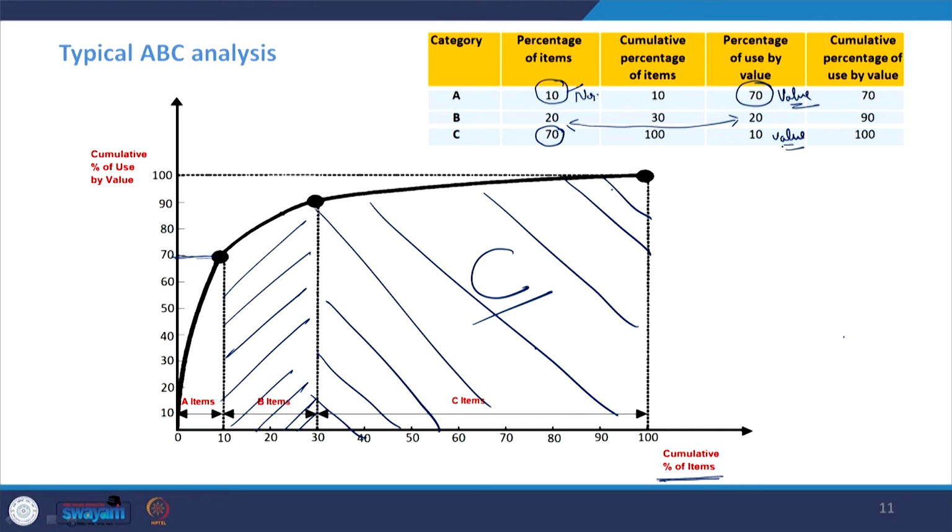So, you see it is based on a very common principle which is known as Pareto principle, which is also known as 80-20. Now, this 80-20 Pareto principle says that most of the things will have very less effect on the system, but few things will have majority of effect on the system. So, 10% of your inventory items are constituting 70% impact on your inventory value, and large items, 70% items, are contributing only 10% impact on the inventory value.